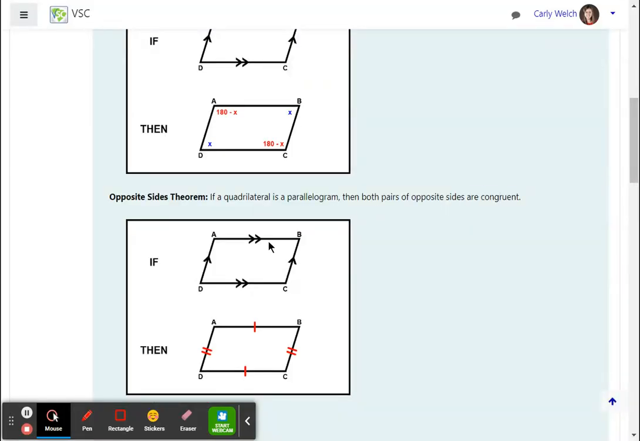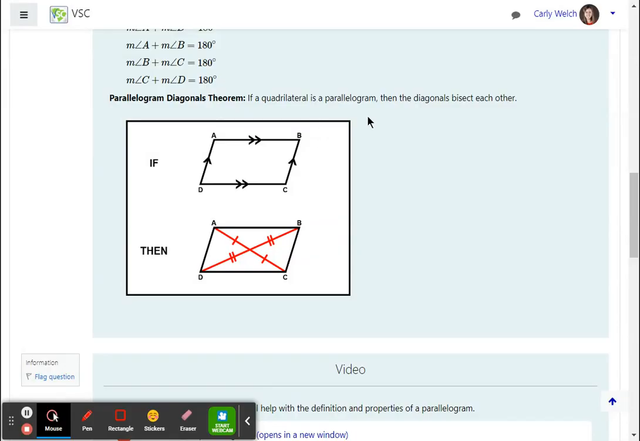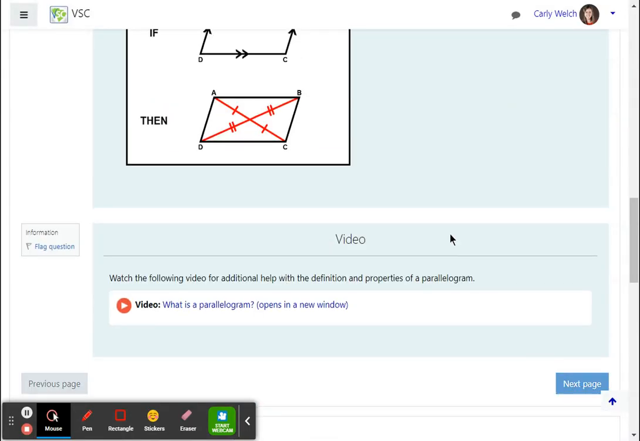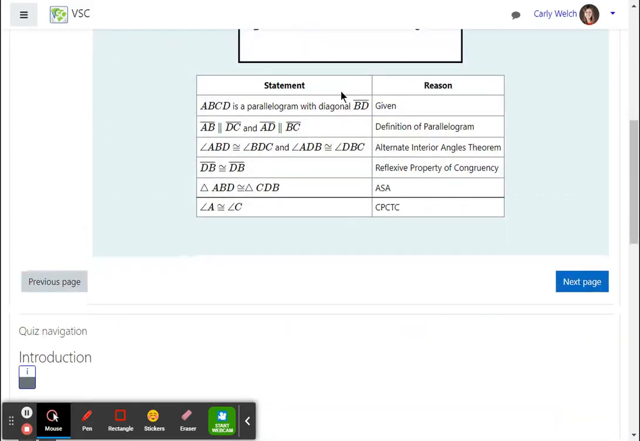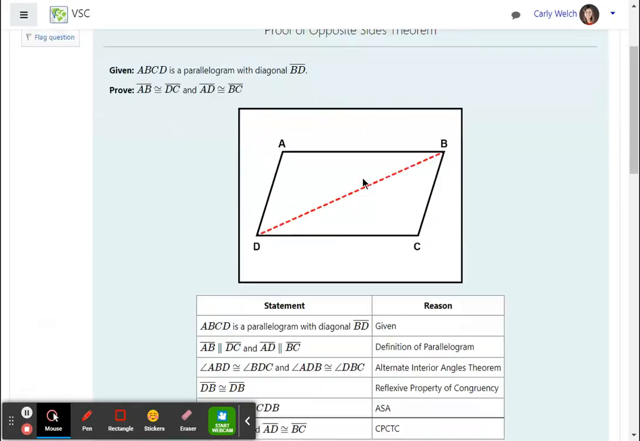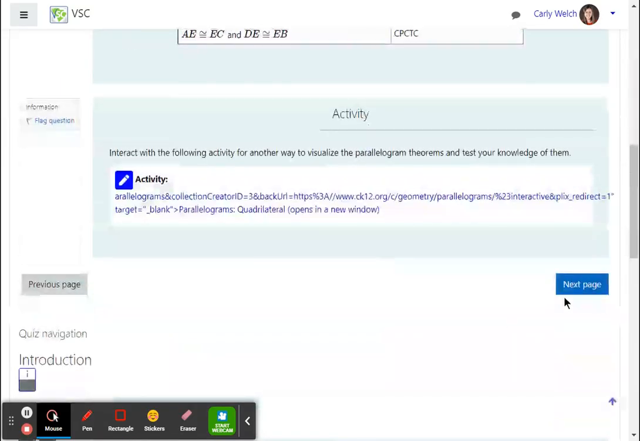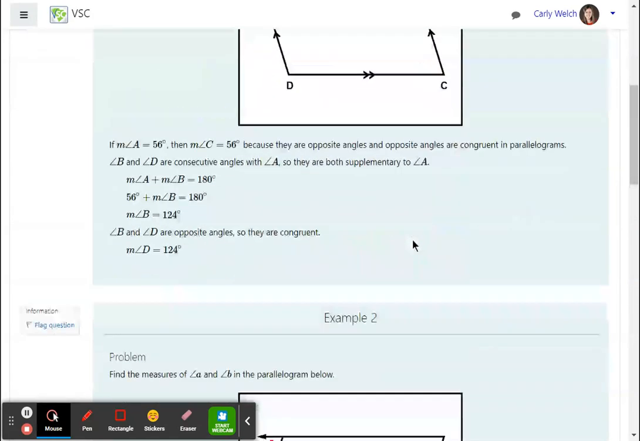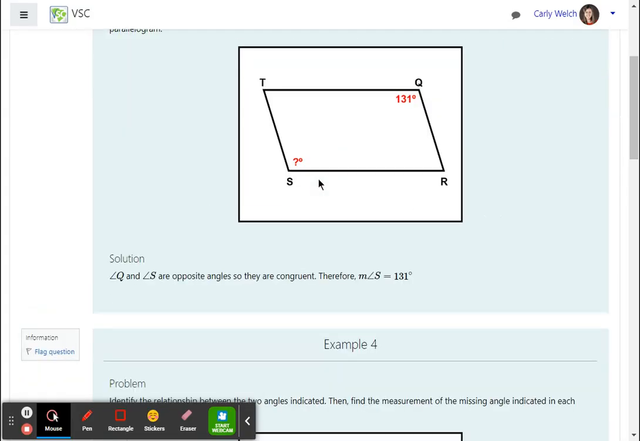Both pairs of opposite sides are congruent. So AD is congruent to BC, and then the top is congruent to the bottom. And the diagonals bisect each other. So this diagonal AC cuts this one in half, and vice versa. Okay, so there's a couple of proofs that you can look through and practice with. A couple other examples of how to find missing angles.